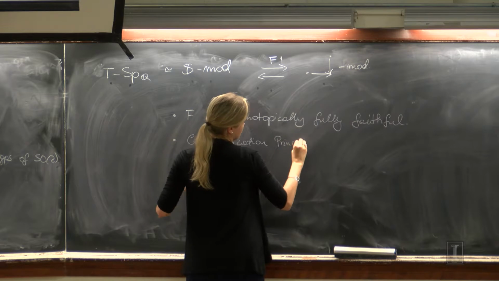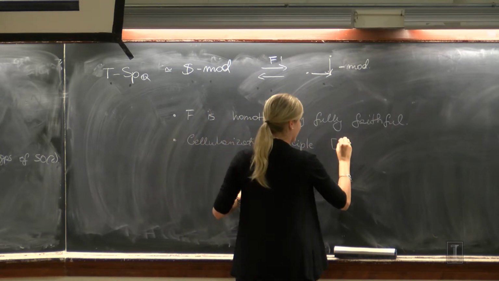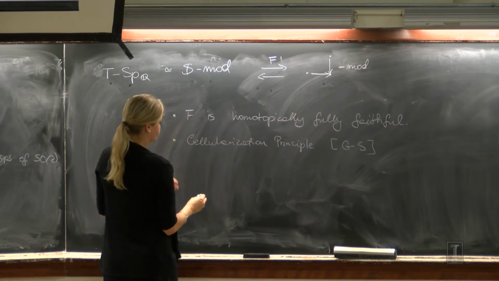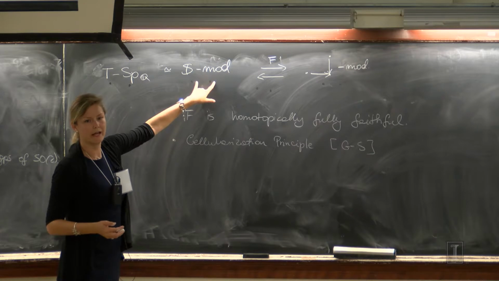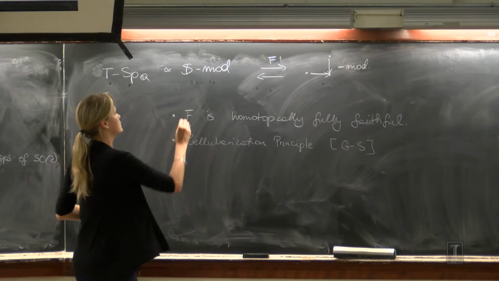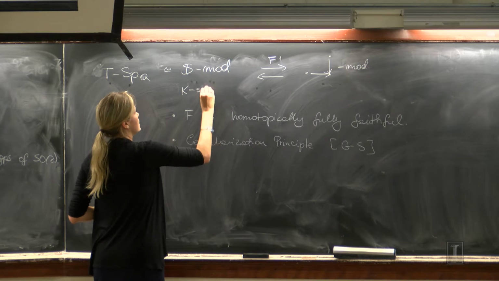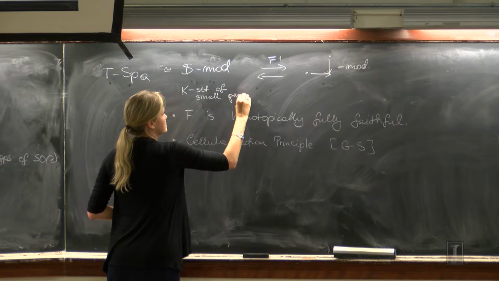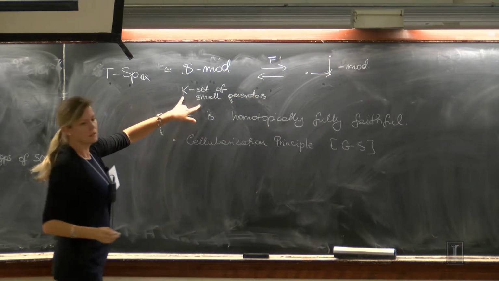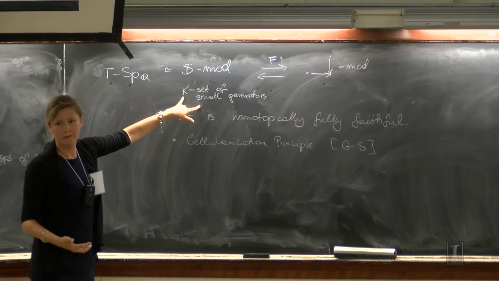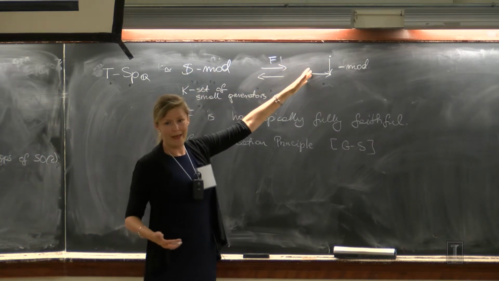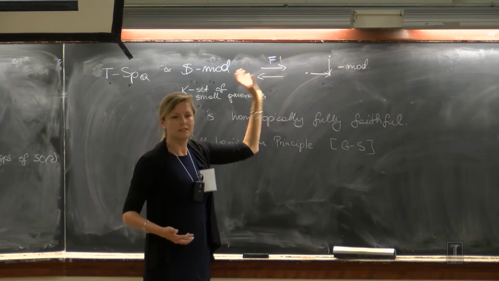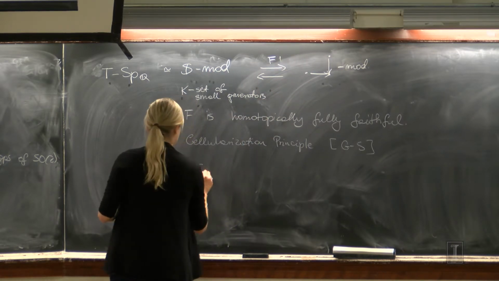principle. I'm going to start abbreviating it. So Greenlees and Shipley, which is going to tell me that if I figure out how this homotopy category is going to be built, and we know how it's going to be built because I have a set of small generators, or compact, which is going to be building my homotopy category. If I move them by F, and do the cellularization, the process which is called the Bousfield localization, then this becomes an equivalence. So let me just write it down.